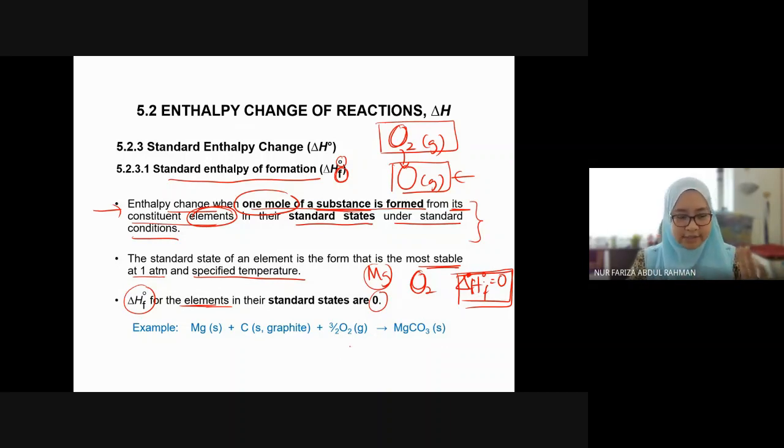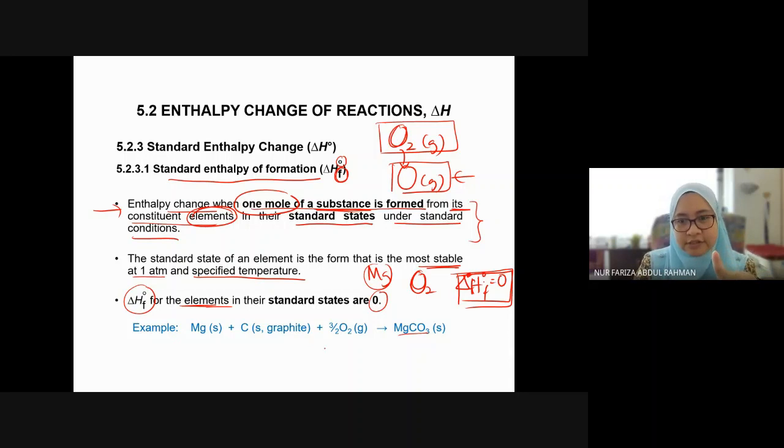Okay, alright. Okay, jom kita write the thermochemical equation for MgCO3. Katakanlah in exam you are required to write the thermochemical equation that represent the standard enthalpy change of formation for magnesium carbonate. So how would you write the equation? Okay, alright, katakanlah dia bagi MgCO3. Okay, kita kena comply dengan whatever we have in the definition.